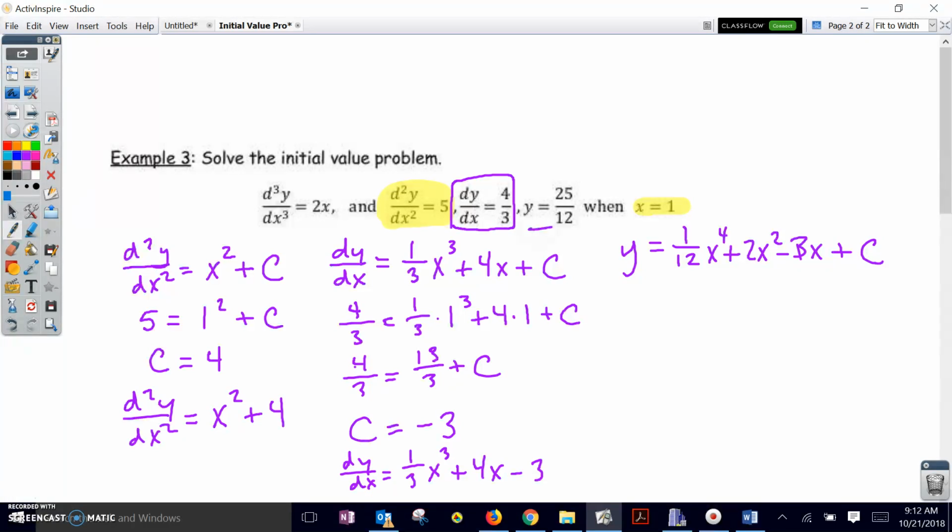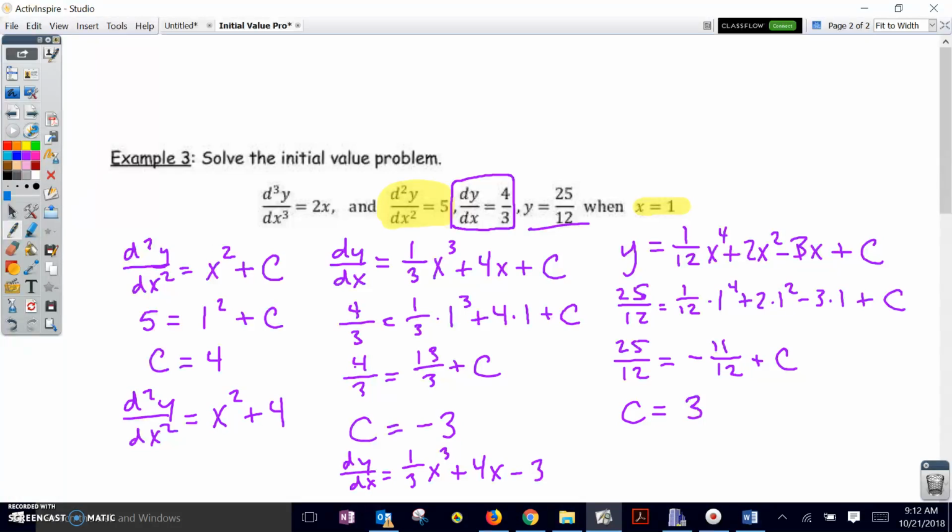And now I'm going to use the last initial condition here. 25 over 12 is equal to 1/12 times 1 to the fourth plus 2 times 1 squared minus 3 times 1 plus c. If we add up everything on the right-hand side, we've got -3, a +2, that's -1, and 1/12, so that's going to be -11/12. Adding 11/12 to both sides, we get that c is equal to +3.